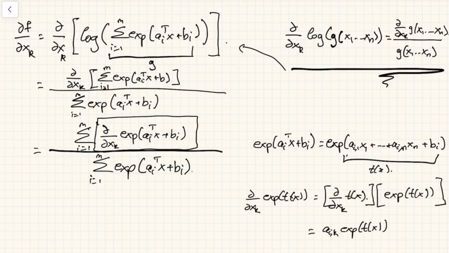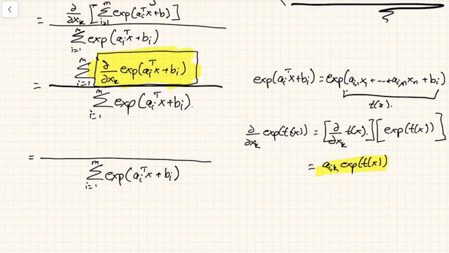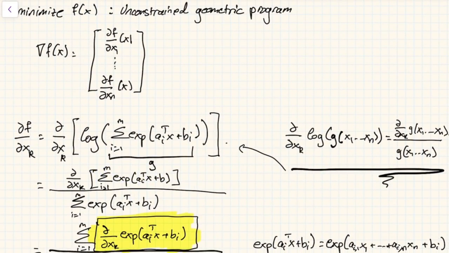contains two terms. Okay, so replacing this term right here, we shall get the following fraction where the denominator is always the sum of exponentials and the numerator is the sum, first aik, multiplied by exponential of t of x, that is ai transpose x plus bi. Okay, good. So this is only one entry of the gradient you see over here, so it is actually the kth entry. So the gradient of f of x, let's say its kth entry, is what we got down there.